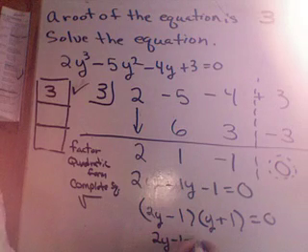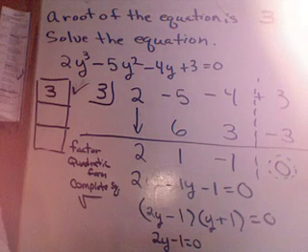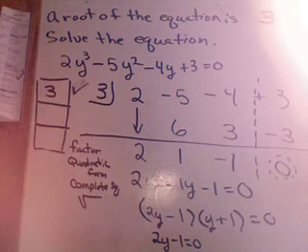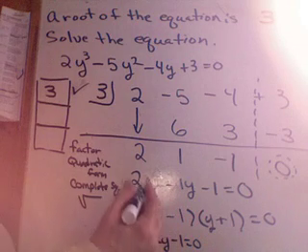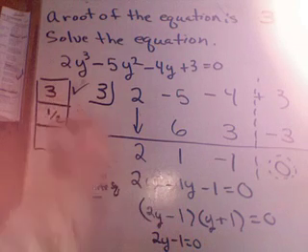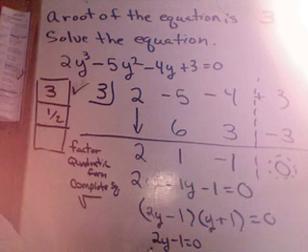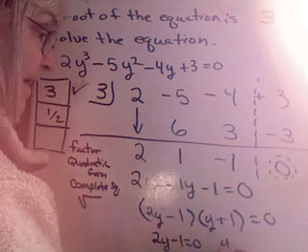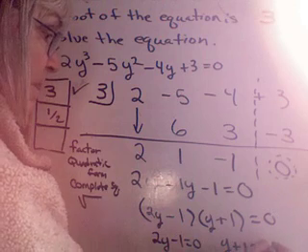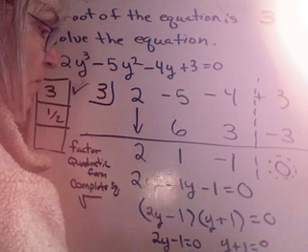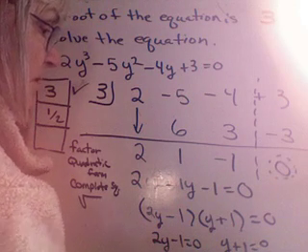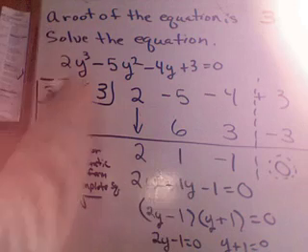Now solve this. 2y minus 1 equals 0. 2y equals 1. Y equals 1/2. There's one answer. All right, what's the next one? Any thoughts? Yeah, set it equal to 0. Solve. Y equals minus 1. All right, there are my 3 answers.